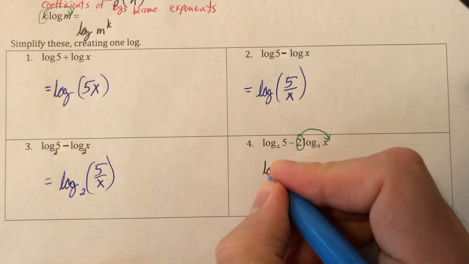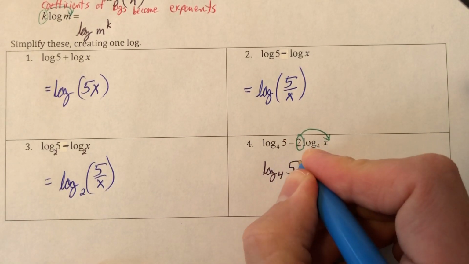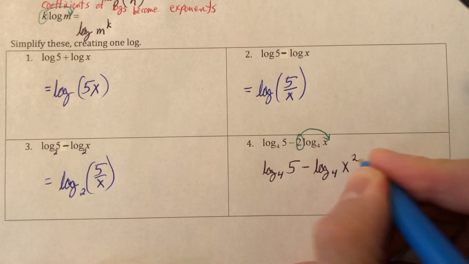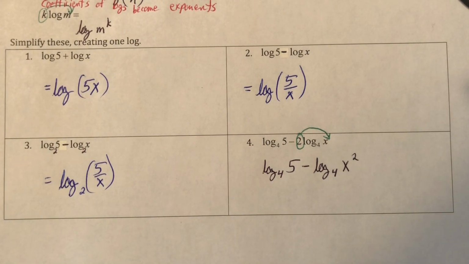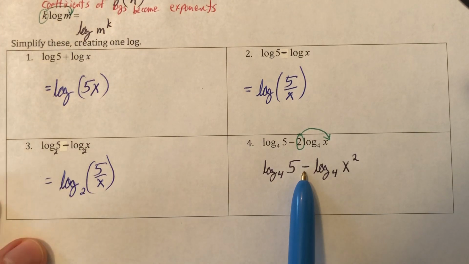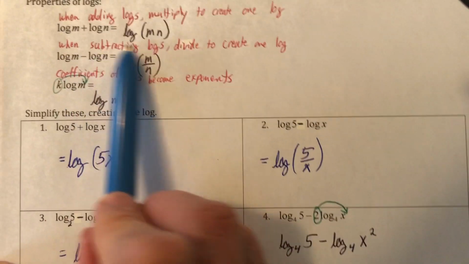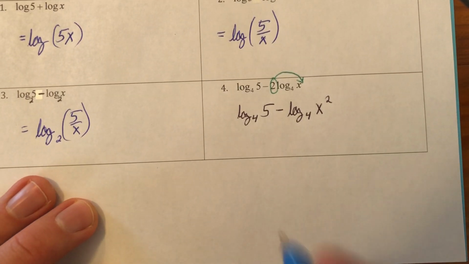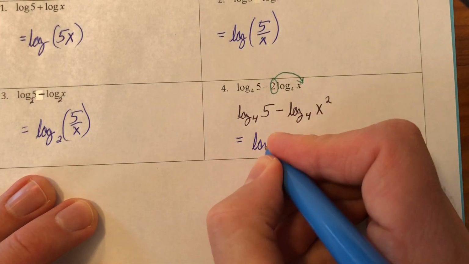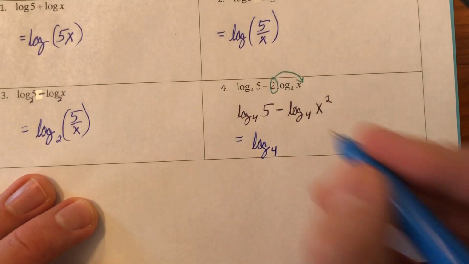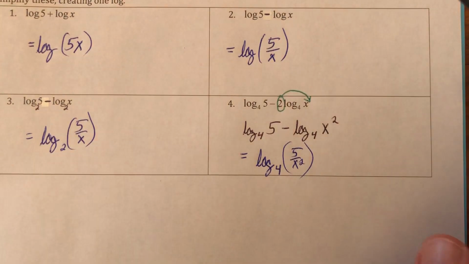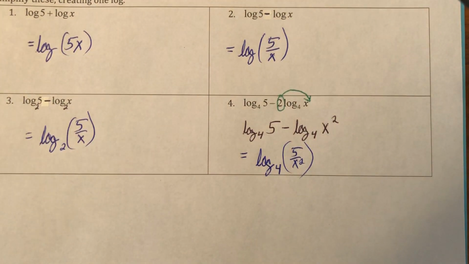So I have log base 4 of 5 minus log base 4 of x to the second power. Okay, we've gotten that out of the way, and now we say, oh, well, I'm subtracting logs, and my logs have the same base. So when I'm subtracting logs and they have the same base, I'm going to divide to create one log. So, final answer, I'll write it in blue, I don't know why, is log base 4 of 5 over x squared. And that's it. Let's keep moving. We have 4 more in this section.